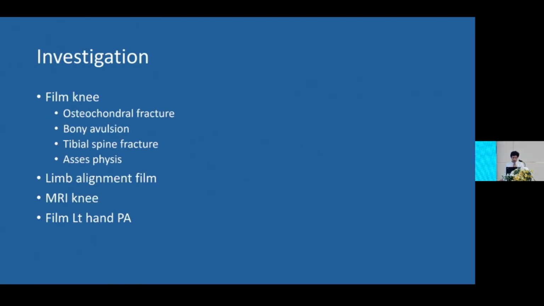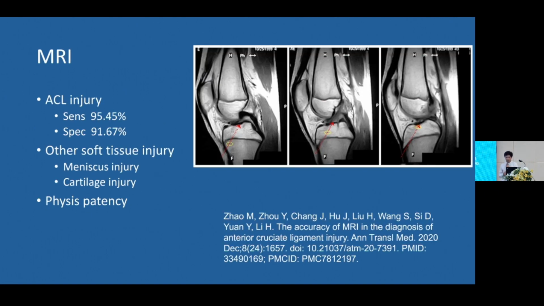For investigation, you need an X-ray to rule out osteochondral fracture, bony avulsion, tibial spine fracture, or apophysis. And you need an MRI and a left hand AP film to determine the patient's skeletal age. The MRI shows high sensitivity and specificity and can address intra-articular pathology or co-injury too, and can show the physeal patency and physeal projection so that we can plan the drill tunnel.